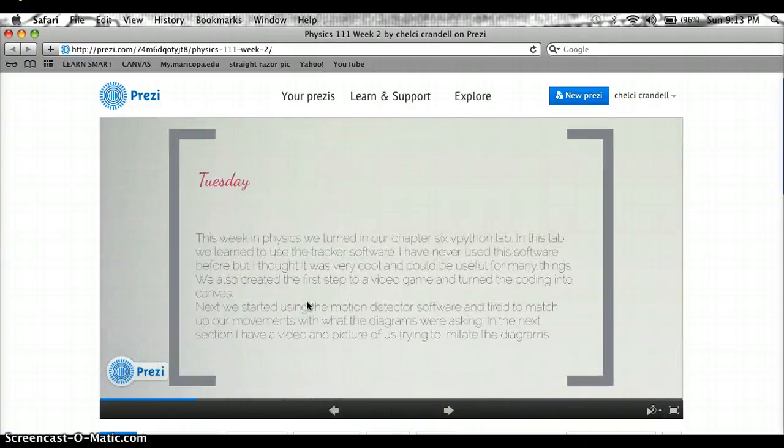During week 2, we did our chapter 6 VPython, and then we downloaded the tracker software, which is actually kind of hard to download and figure out, but once I did, it was really easy, and it made the chapter 6 really easy in the coding.